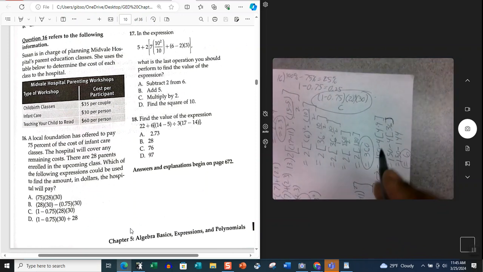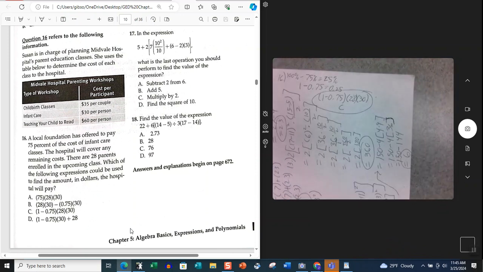Now we go to problem 17. It says, in the expression 5 plus 2 bracket 7 times parenthesis 10 squared over 10 plus 6 minus 2 times 3, what is the last operation you should perform to find the value of the expression? The last operation would be to add. That would be B.